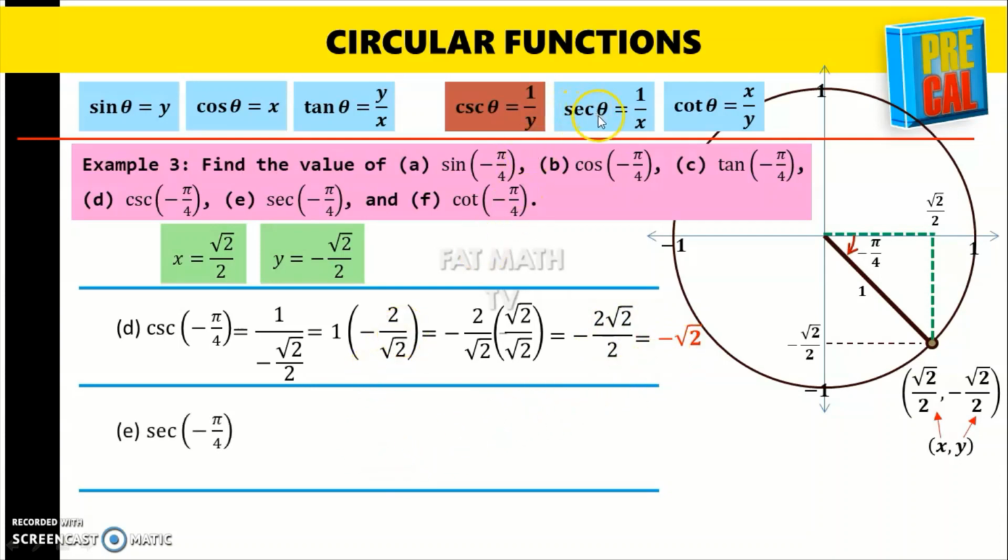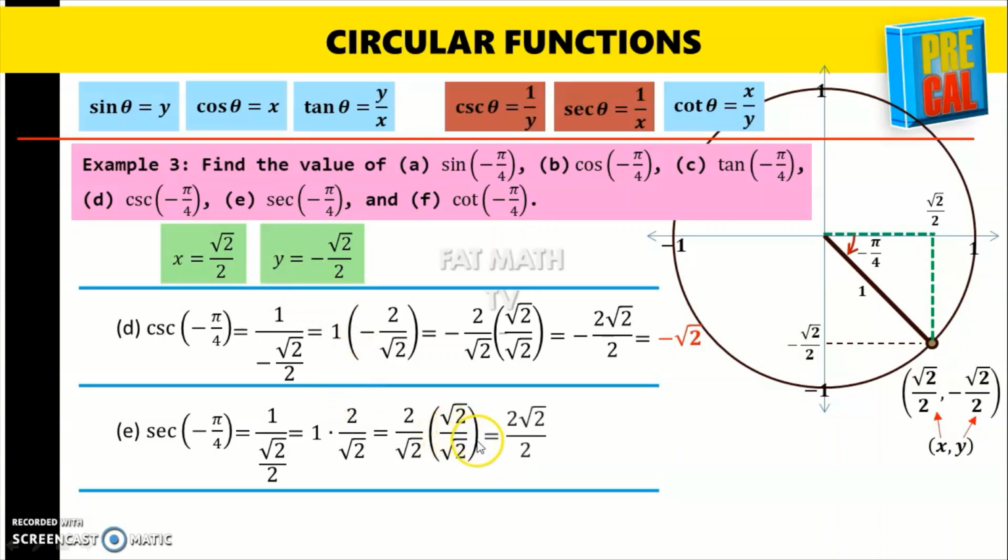Secant, 1 over x. So 1 over square root of 2 over 2. So that's 1 times 2 over square root of 2. That's 2 over square root of 2 times square root of 2 over square root of 2. So 2 square root of 2 over 2, or simply square root of 2. Cotangent, x over y. So square root of 2 over 2 over negative square root of 2 over 2. So we just put it this way because we don't have space anymore. So you're dividing by the same number, they just differ in sign. So that's negative 1.